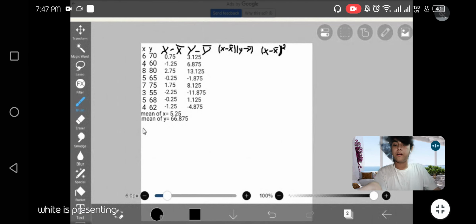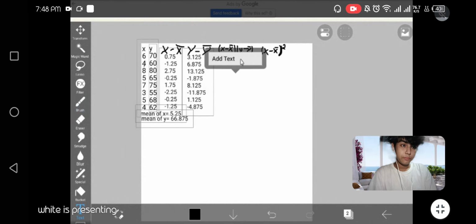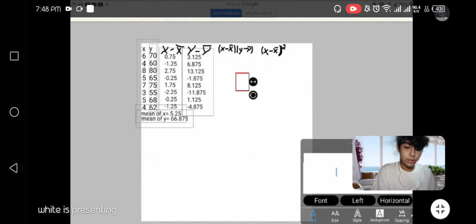To our presentation. So, tulad ng sinabi ko, ipagta-times na natin yung x minus x bar sa y minus y bar. So, 0.75 times 3.125 is equal to 2.34375.